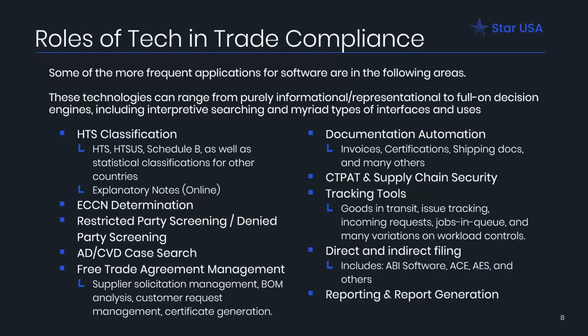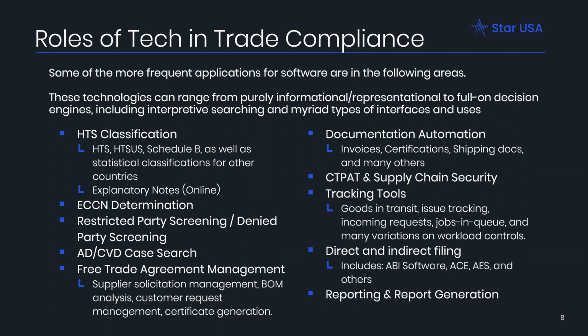And some of the roles of technology in trade compliance. So these are some of the more frequent applications. These technologies can range from purely informational or representational to full-on decision engines, including interpretive searching and lots of different interfaces and uses. The most common ones I see are HTS classification and restricted party screening. Then the tools exist to either help you make a decision on either of those two things or at least provide you with enough information so that you can arrive at your own decision.